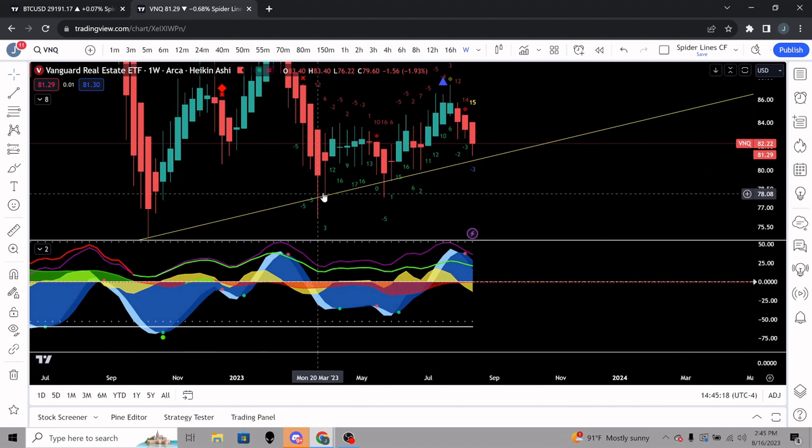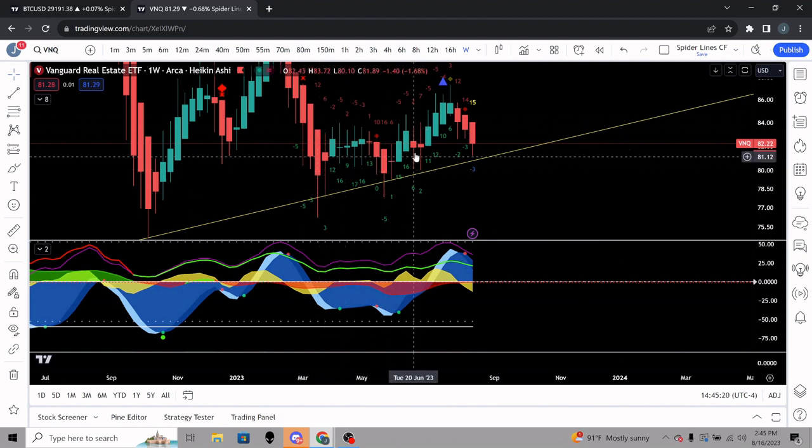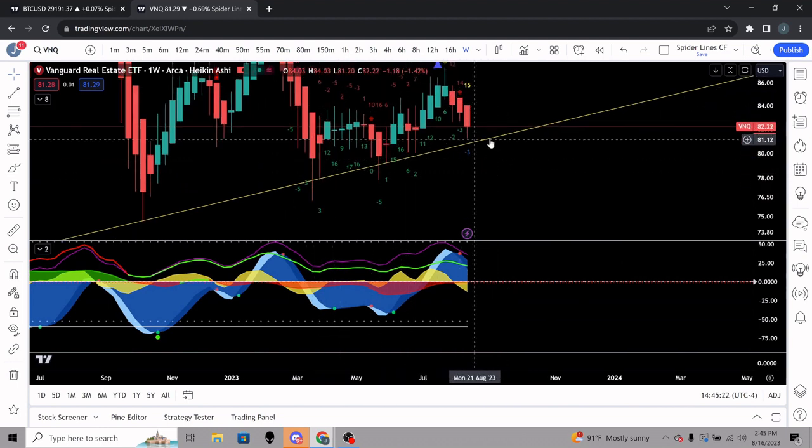But as you see in the past, every time it touches, it wants to jump up because it's using it for support. The question is, the next time it comes down to this trend line, is it going to shoot off as support, or is it going to actually flip into resistance? But like I said, this is the weekly time frame.